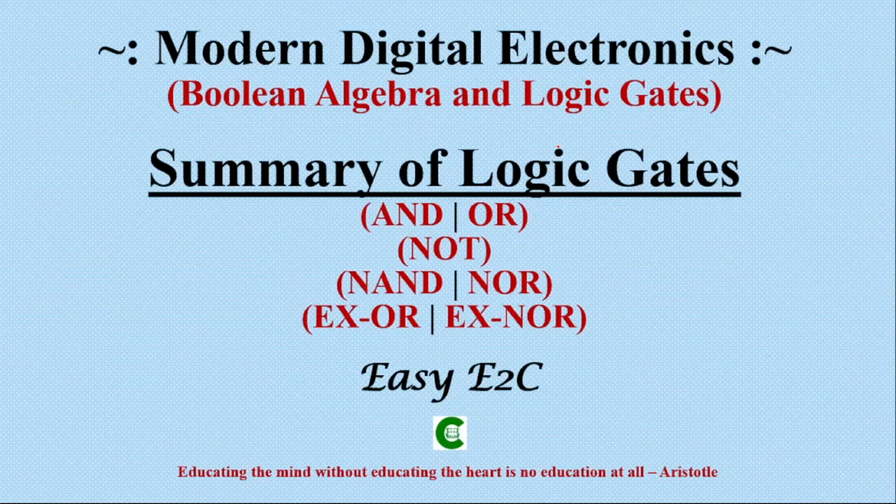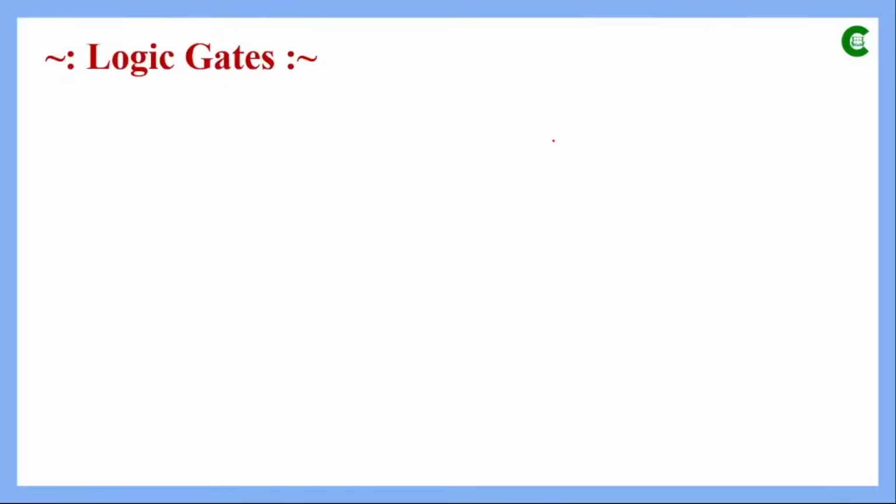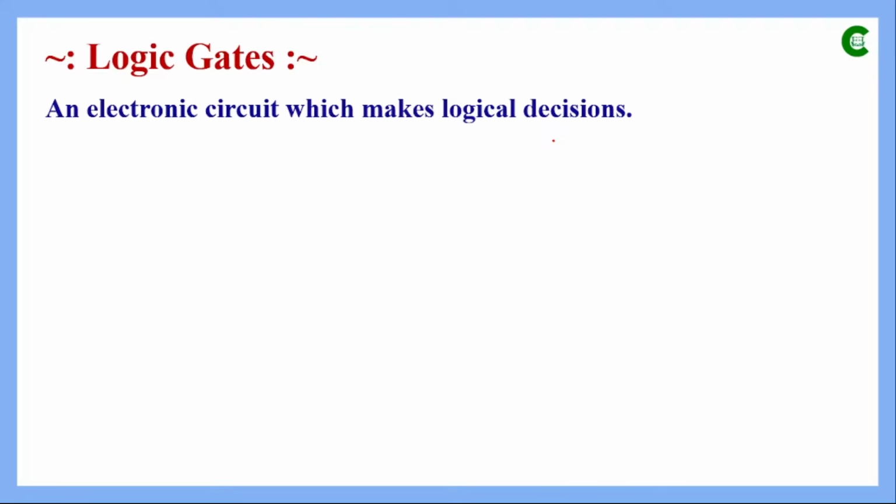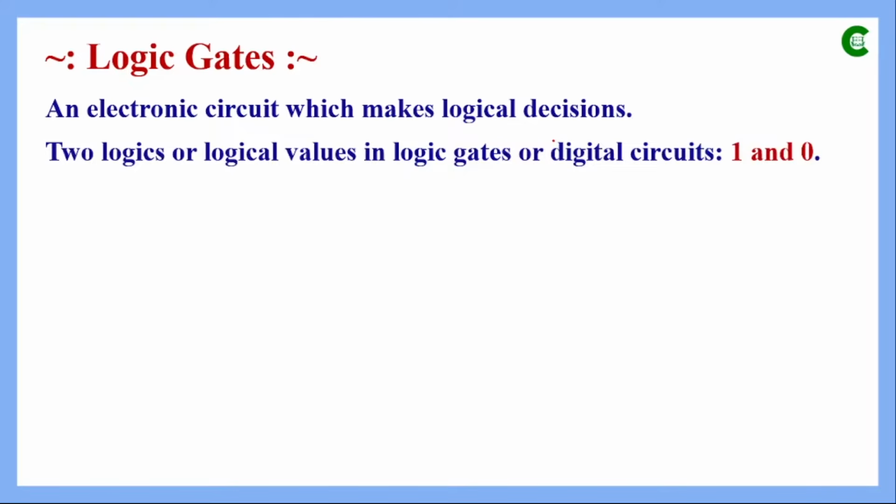In today's class, we will learn about a very basic concept of digital circuits or digital electronics, that is about logic gates. A logic gate is a logical circuit which makes logical decisions, but physically it is an electronic circuit comprising resistors, diodes, transistors. In logic gates or logical circuits, we see two logics or two logical values which are 1 and 0. But it is not mandatory that 1 represents logical high value and 0 represents logical low value.